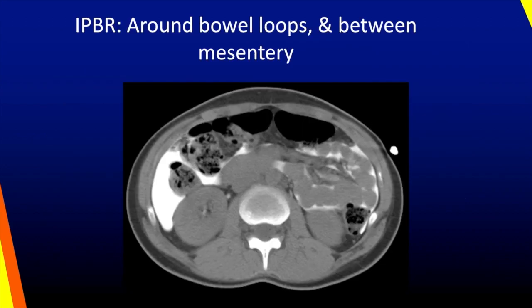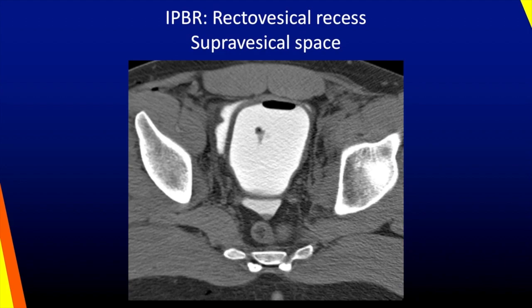Here we have an example of an intraperitoneal bladder rupture with contrast around the bowel loops and between the mesentery. More contrast is seen here in the rectovesical recess and supravesical spaces.